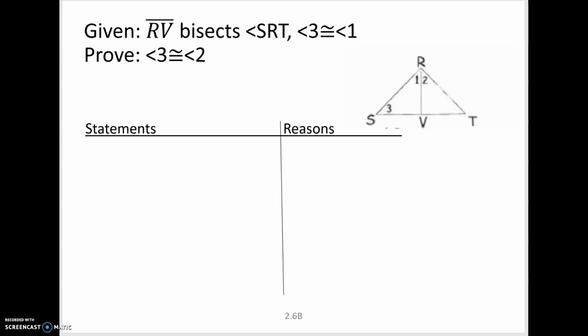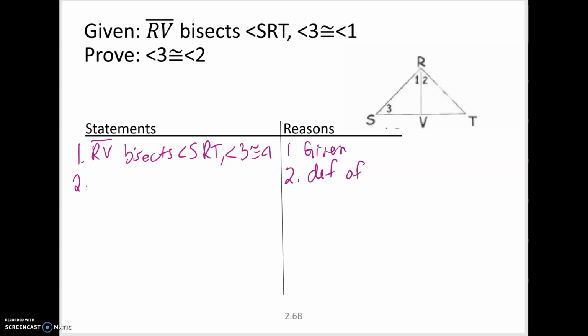Okay, last proof for today. Remember, every proof starts with our given. So RV bisects angle SRT, and angle 3 is congruent to angle 1. There's my given. Anytime we have a word in our given, our next step is going to be a definition. So this time I'm going to define bisects. And I can use the numbers that are in my picture.